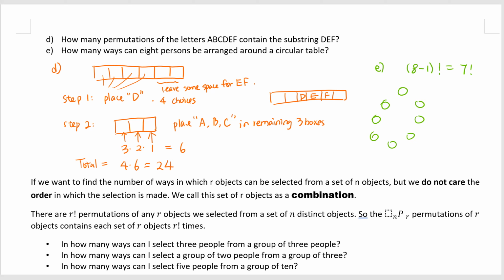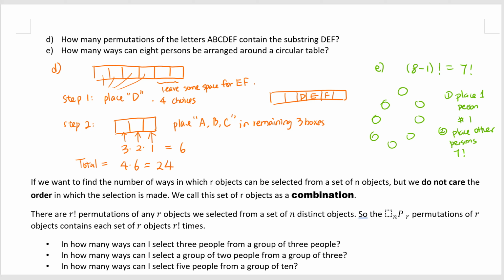So we have 8 persons. Step 1, we want to place a person. Just pick any person and place it there. We count the number as 1 because the different arrangements actually represent the same thing. We mentioned it before. So the count in this step is 1. Then in the second step, we place the other persons. That's why we have 7 factorial, because we have 7 persons left.